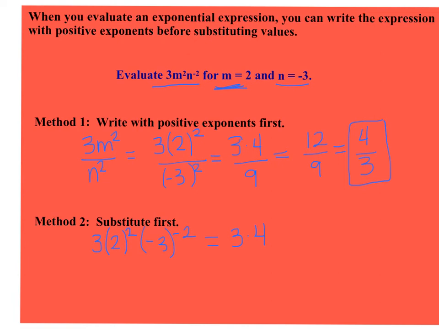And then this expression, negative 3 to the negative second, we'd have to make that a positive exponent by moving it to the denominator. The negative 3 still stays, but the negative 2 exponent becomes a positive. And then this would simplify to 12 over negative 3 squared is 9, and again it reduces to the exact same thing. So whichever method you prefer is the one you should use.